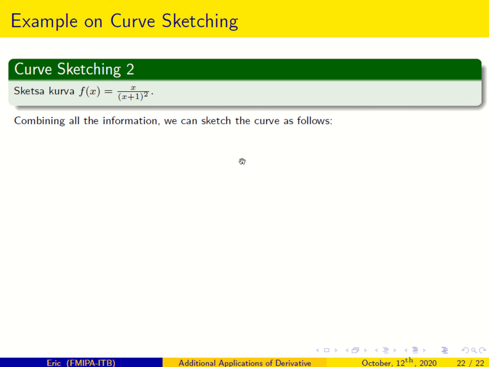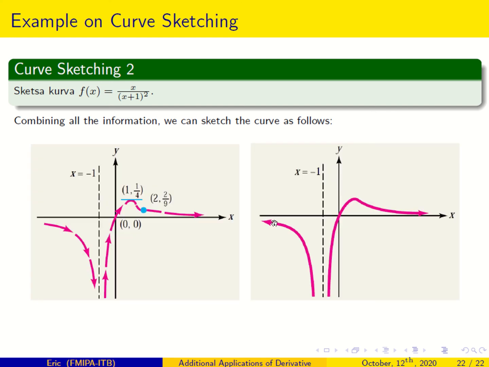Combining all the information, we can sketch the curve like this. This is concave downward, concave upward. Maximum here, decreasing, increasing, decreasing. I think there is an inflection point here. Oh, at 2, yes, there is an inflection point. You have to try on your own to sketch this curve.